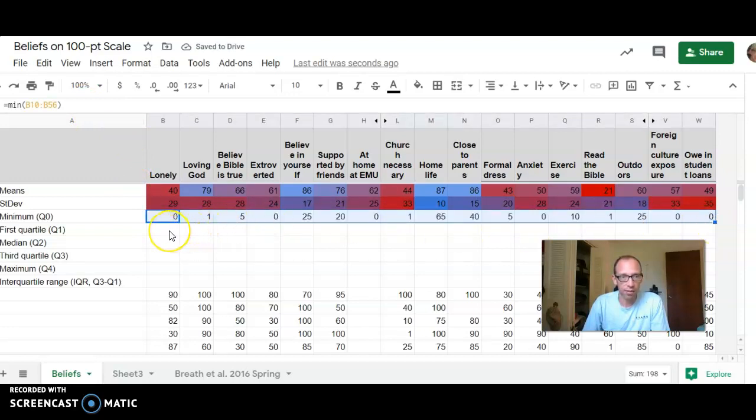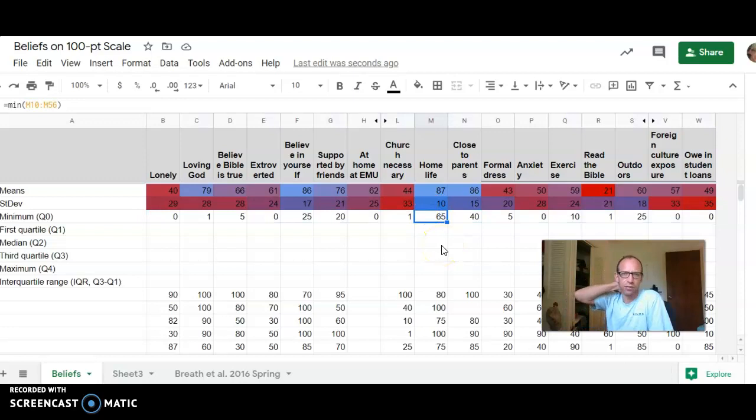Okay. Let's see, anything interesting there? Well, to me, the fact that out of two entire classes of statistics students, the lowest that anyone rated their home life is a 65 is surprising to me. I would have expected there to be some, at least, that were very low. And close to parents even. The fact that the lowest, the minimum, is a 40, that's also surprising.